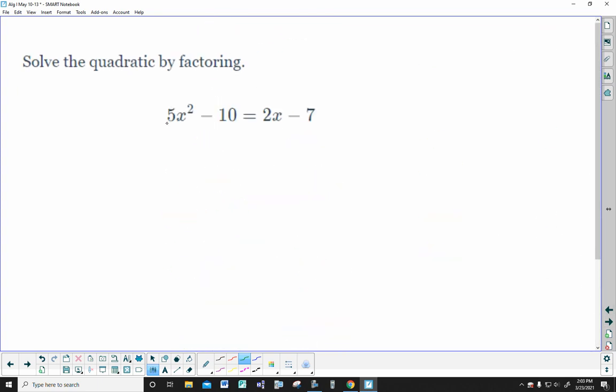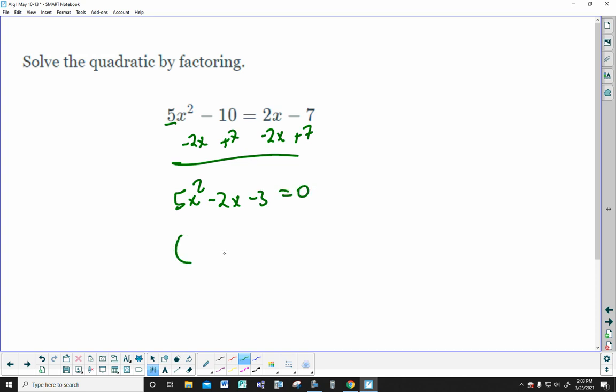So what's going to make it harder is the leading coefficient isn't 1. But you still start by subtracting the 2x from both sides, adding the 7 to both sides. So you get 5x squared minus 2x minus 3 is equal to 0. And then you're going to factor it. Force the front to happen. Force the back to happen.